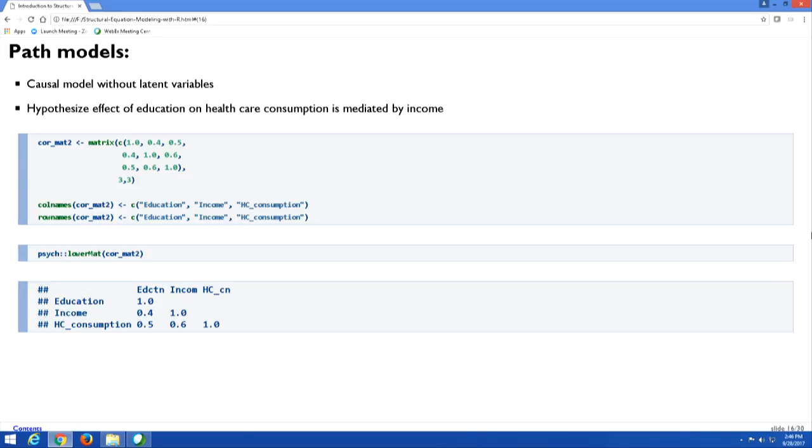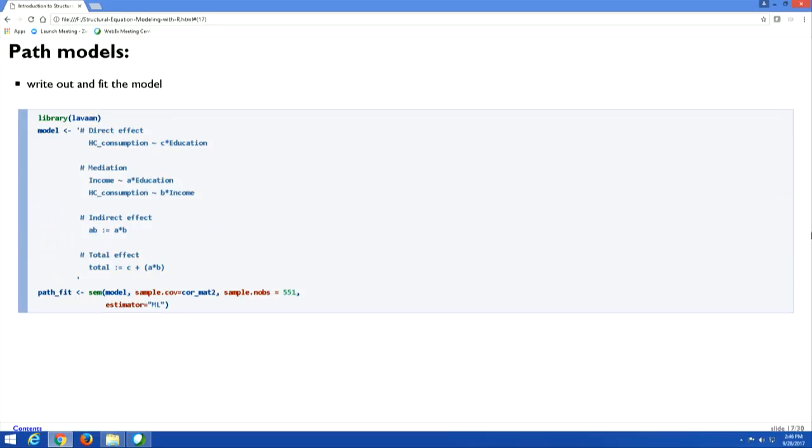And so we have three variables here: education, income, and healthcare consumption. At the bottom here, I've generated the correlation matrix, where you can see that education and income have a correlation of 0.4, education and healthcare consumption have a correlation of 0.5, and income and healthcare consumption have a correlation of 0.6. So they're all fairly highly correlated with each other. So we expect to see some significant, or some substantively large, results.